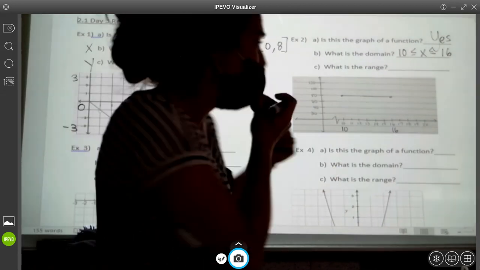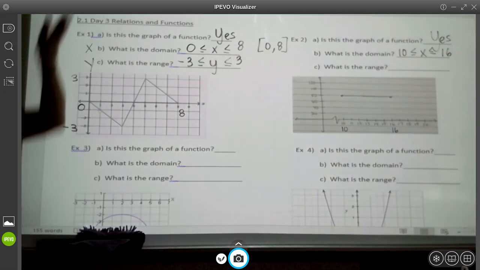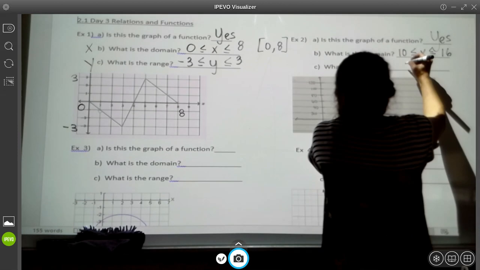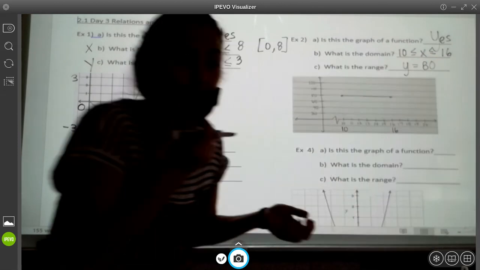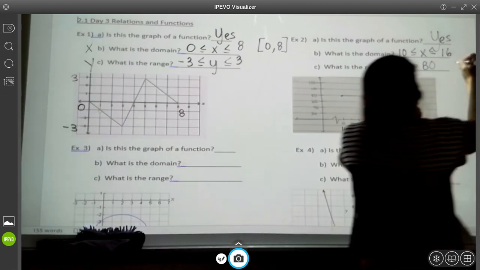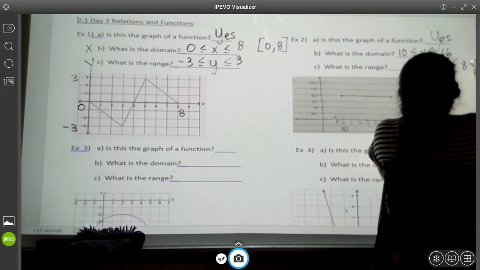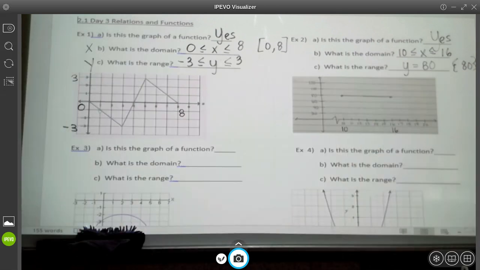Here's the beautiful thing about the range. Guys, what's the only y value that lives on this graph? 80. So you can say your range is y equals 80. Now, on Delta Math, it probably just tells you to put 80 in the answer box. Sometimes they'll even have you write it as like the set of numbers, but the only number in the set is 80. So those little curly braces.